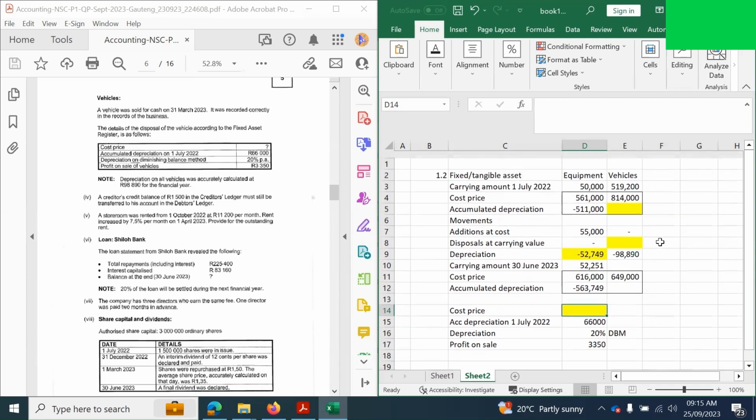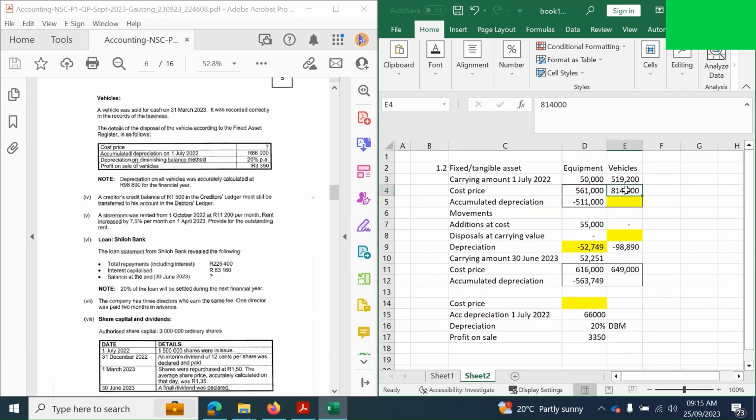So let's start off with what we know. We know the cost price at the beginning of the year is 814,000 and at the end 649,000. And we know the only movement that would have happened is the disposal of the vehicle on the 31st of March, because that's the only item we are aware of. So that would then mean, to calculate my cost price, I can simply say my beginning cost minus my ending cost. So 165,000 becomes the cost price for the vehicle that was sold.